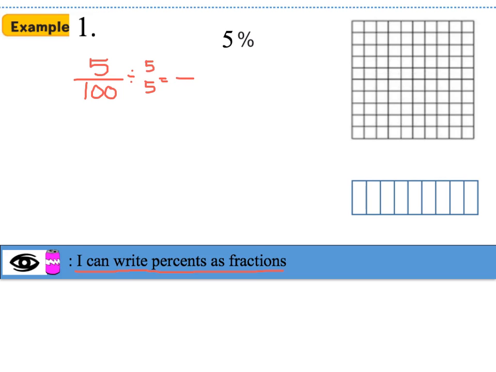So my numerator becomes 1, because 5 divided by 5 is 1, and my denominator becomes 20. So 1 over 20 is equal to 5%. Let's take a look at what 5% looks like visually on a grid diagram.